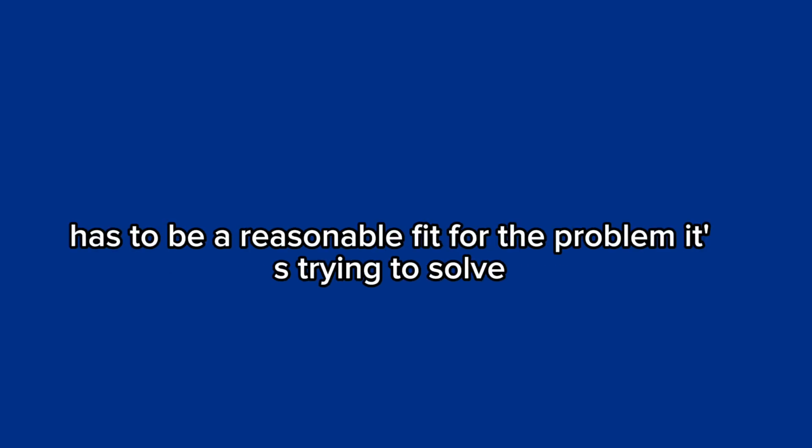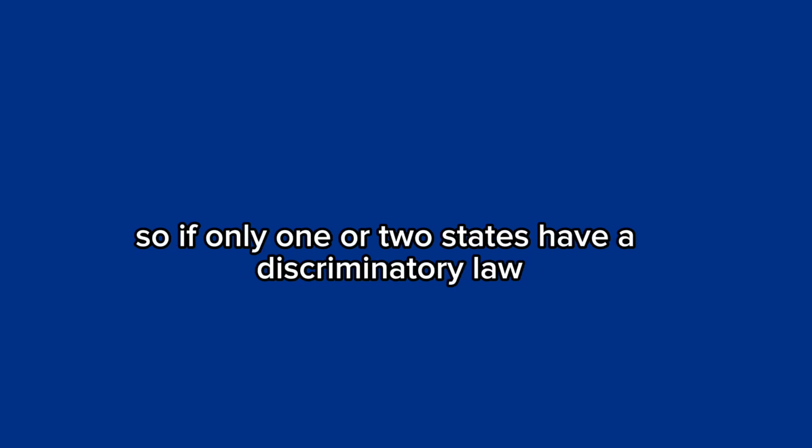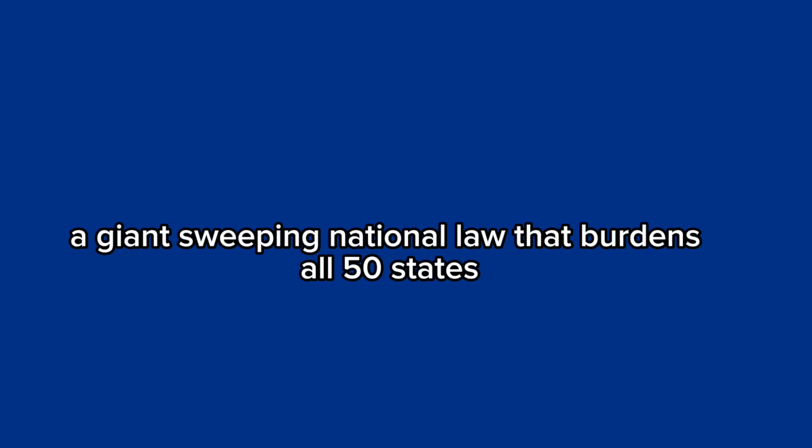Yes, from City of Boerne v. Flores. It's a crucial guardrail. It means the law Congress passes has to be a reasonable fit for the problem it's trying to solve. The remedy has to be congruent and proportional to the actual constitutional violation by the state. So if only one or two states have a discriminatory law, Congress can't pass a giant sweeping national law that burdens all 50 states. Precisely.